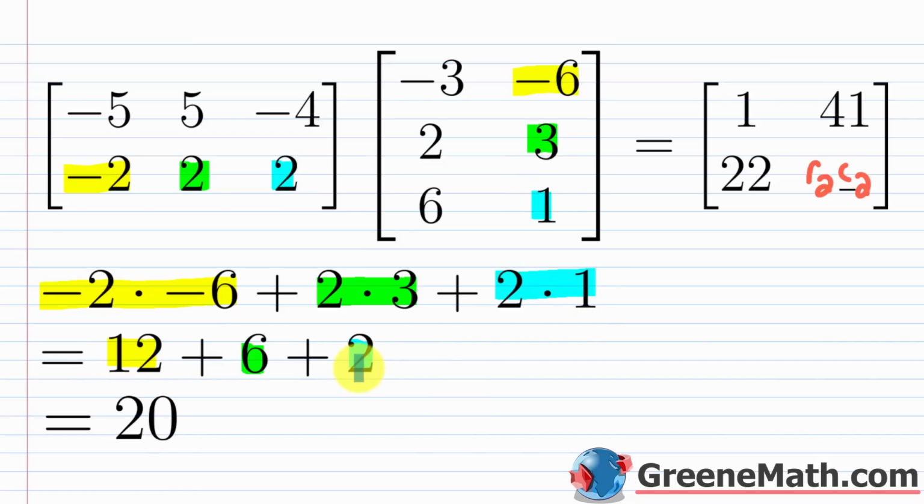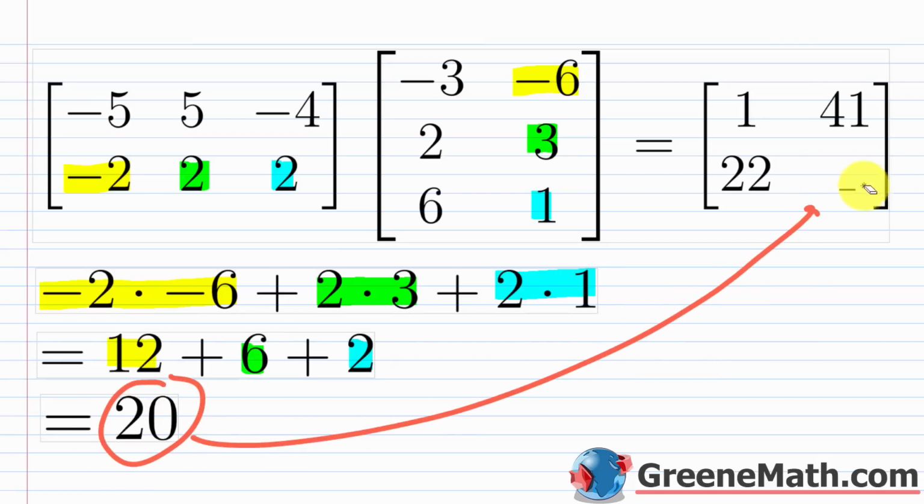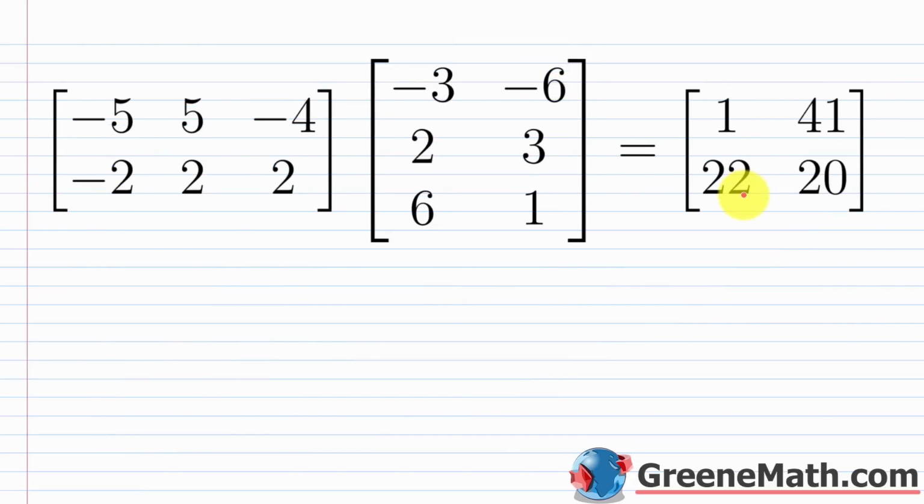So now we're just going to add these guys together. So 12 plus 6 is 18. 18 plus 2 is 20. So once again, you're going to take this guy right here, and you're going to plug it in right there. So this right here is going to be your 20. And so coming down here, this right here is going to be your product matrix AB. So you have a 1 and then a 41 in the first row, and then a 22 and then a 20 in the second row.